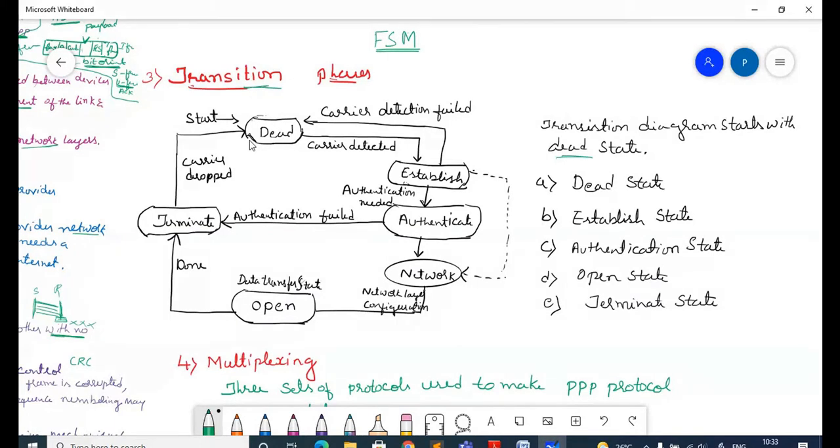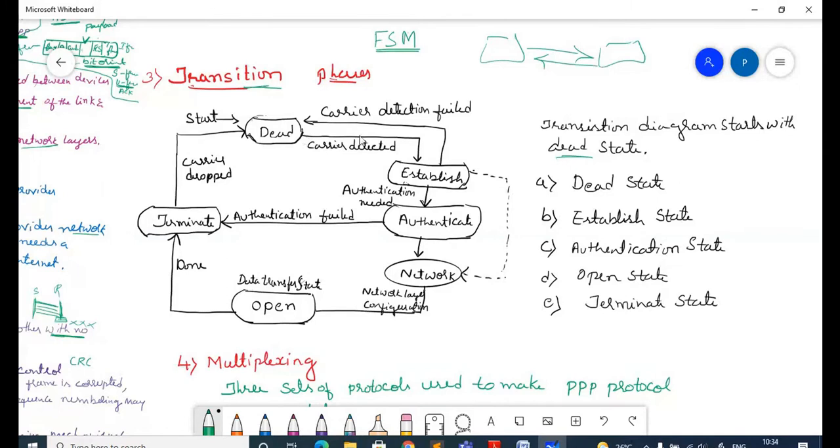Similarly, here initially the system will be in dead state. It is not going to perform any active carrier, so it is not going to transmit any data. So when one of these two nodes, that is sender and receiver, starts communication, either in this way or in this way, the connection goes from dead state to establishment state.